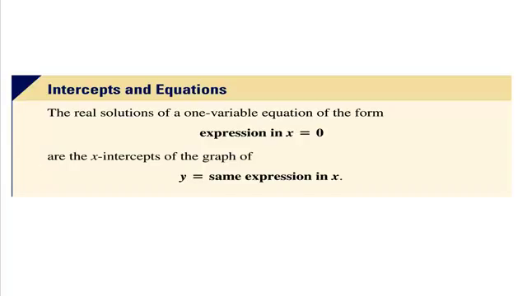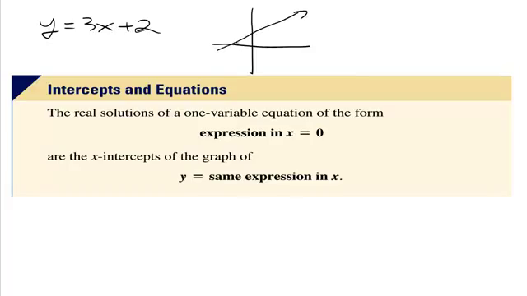Something as simple as y equals 3x plus 2, a straight line. We know that if we graphed this, it would look something like that. Probably a little steeper, right? Slope of 3, and it crosses here at 2.